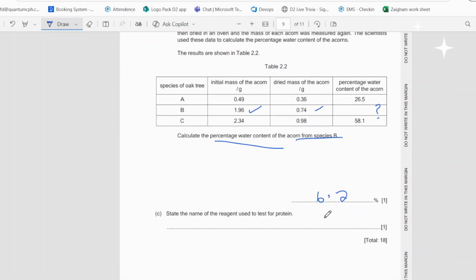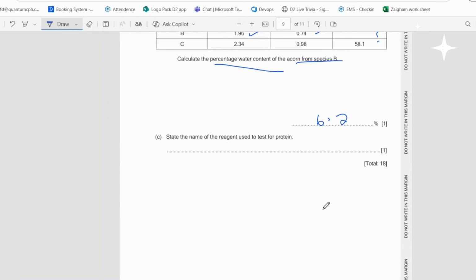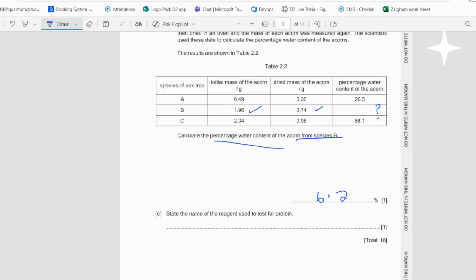State the name of the reagent used to test for protein. Okay, we are done with this paper. Let's move to another paper.